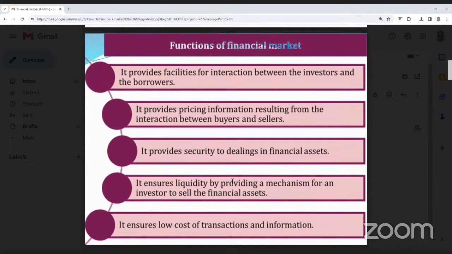Here are the functions of financial markets. It provides a facility for interaction between the investor and the borrowers. It provides pricing information resulting from interaction between buyers and sellers. It provides security to deal in financial assets. It also ensures liquidity by providing a mechanism for investors to sell their financial assets, and it offers low cost of transaction and information. Now tell me the functions of the financial markets. Can anyone explain?